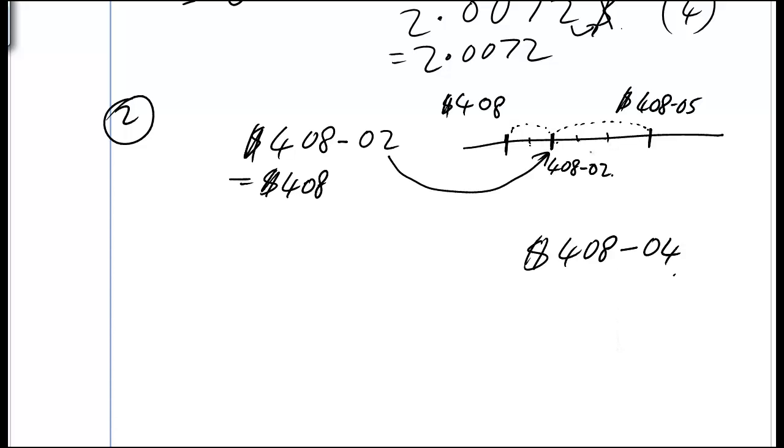Well, $408.04, there's $408 right here. That's 1 cent, 2 cent, 3 cent. So right there would be where $408 and 4 cents would be. What's it closest to? Is it closest to $408, or is it closest to $408.05? It's closest to $408.05, so to the nearest 5 cents, it's going to be $408.05.